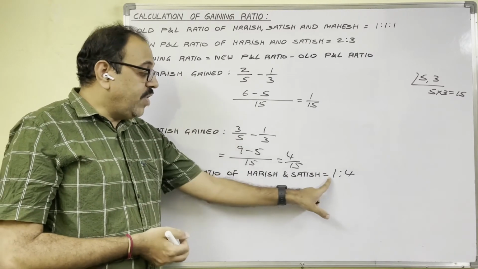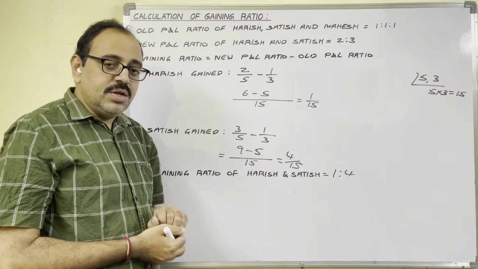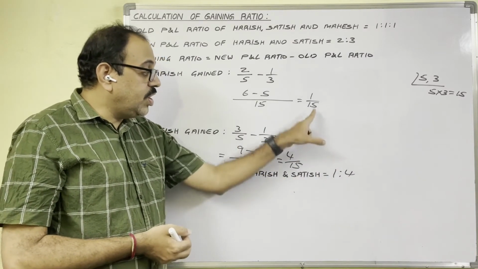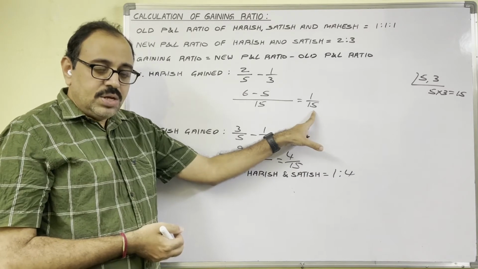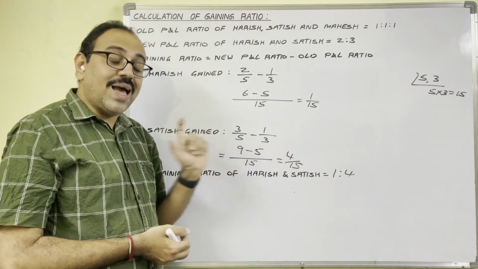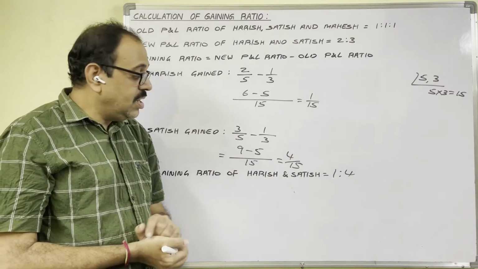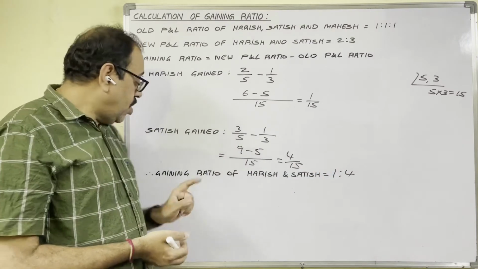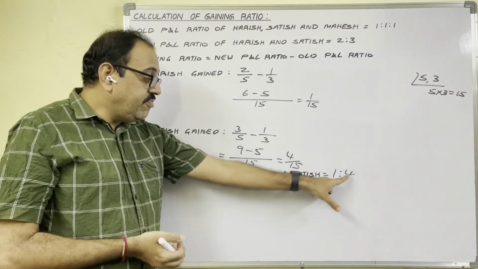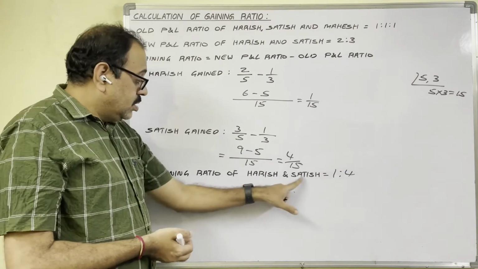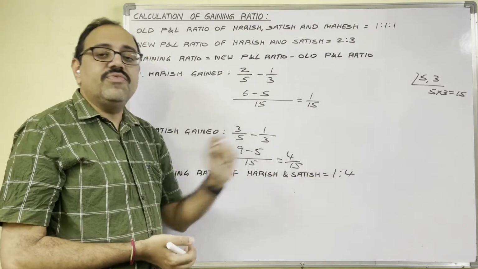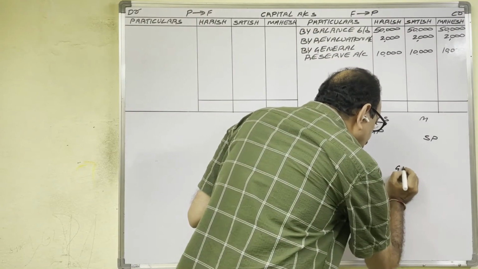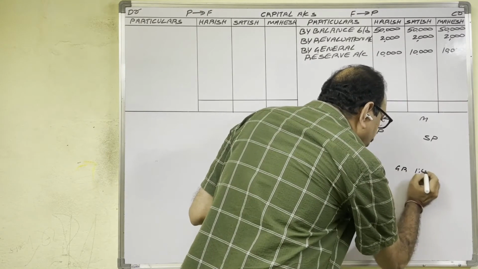That is, 1 plus 4 should be the denominator. But here 1 plus 4 is not equal to the denominator, 15. So for gaining ratio and for sacrificing ratio in case of admission, we should not do any cross checking. So Harish gained 1/5 share. Satish gained 4/5 share. So gaining ratio is 1:4.